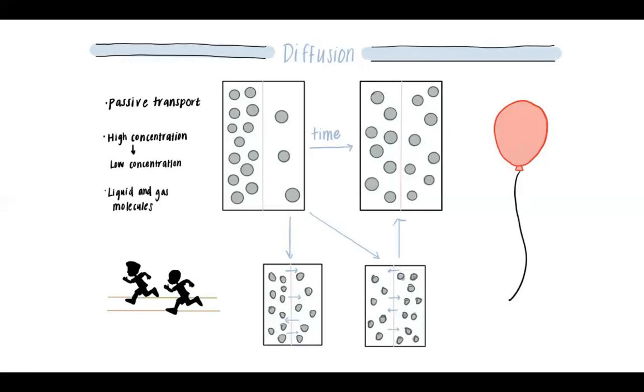I also like to think of diffusion like a marathon. In the beginning, you have hundreds of people lined up at the start line, but over time and by the end of the marathon, people are staggered all throughout the track, similarly to how diffusion works.